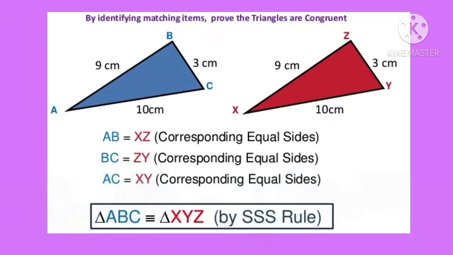Let's solve one example based on this condition. Here two triangles ABC and XYZ are given. If we want to prove them congruent, first of all we will check their corresponding matching items. Here measure of AB equal to XZ, measure of BC equal to ZY and measure of AC equal to XY. So we can say that these two triangles are congruent by using the rule side side side.